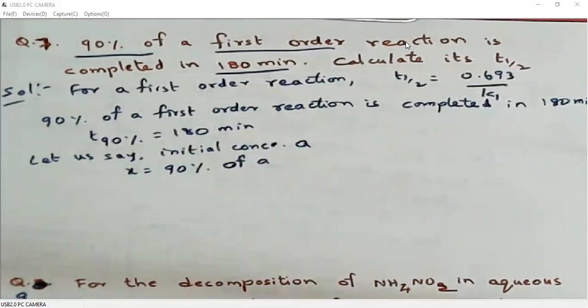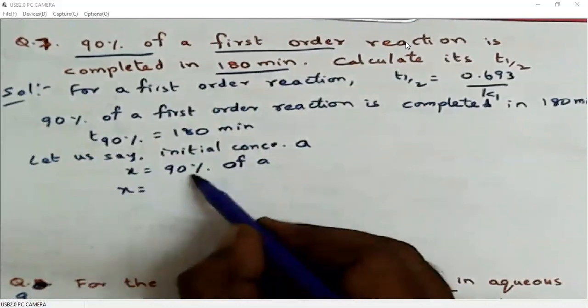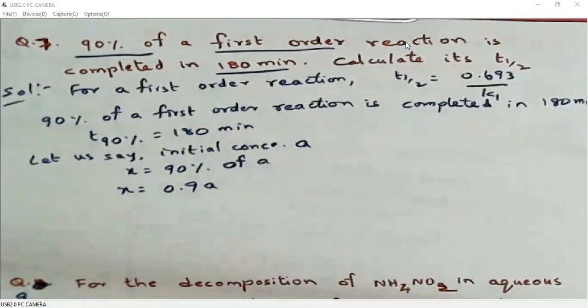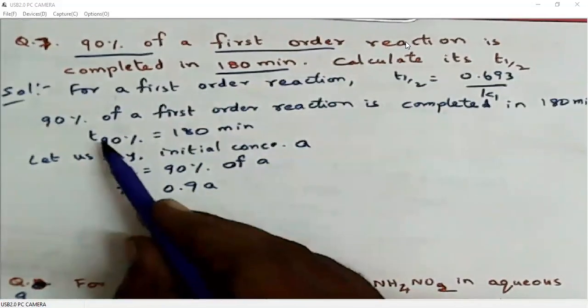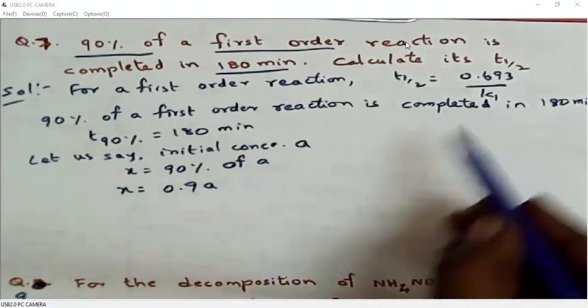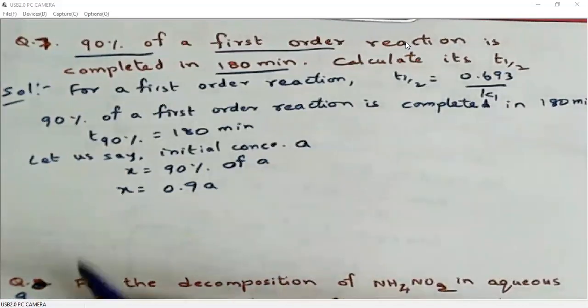If 90% of A is converted to X, then we can say it is 90% complete. Or we can convert this into numbers by dividing with 100, so 0.9 of A. So we know the T value, we know the X value. We need to calculate the first order rate constant from the integrated expression.